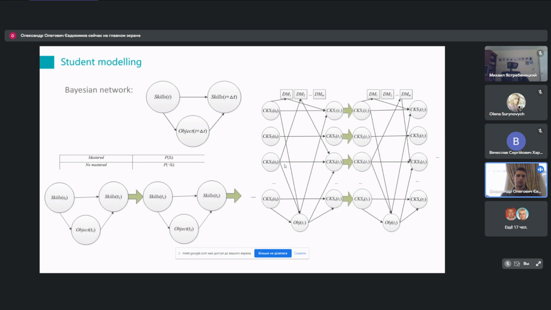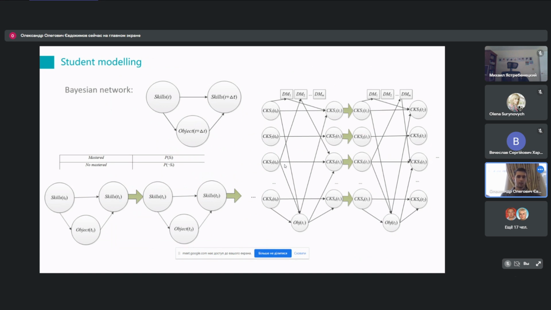In the left down corner is provided a set of Bayesian networks for modeling the transformation of the student's skills in dynamics. On the right side are Bayesian networks for modeling the transformation of students' knowledge and skills when he or she solves a problem, taking into account the many components of knowledge and skills as well as diagnostic models.